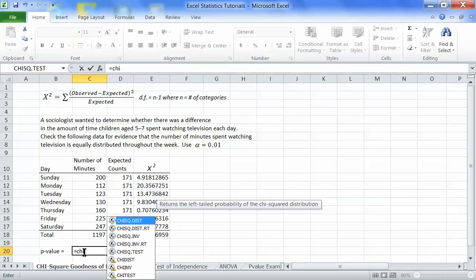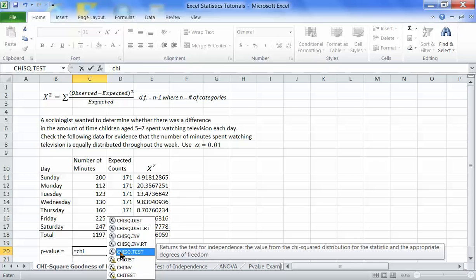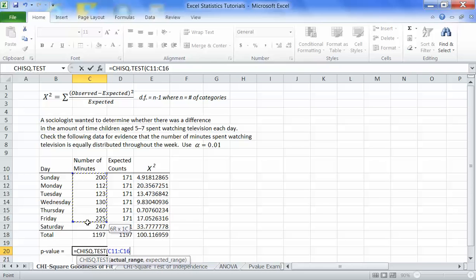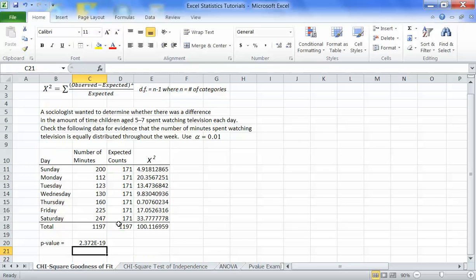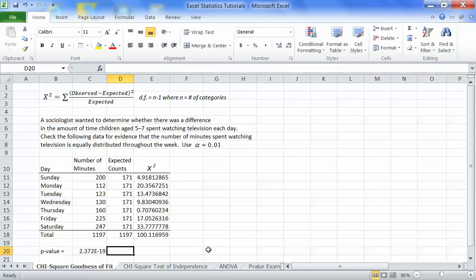Equal chi square test, double click. I want to highlight my observed data, or what they call actual range. Highlight my expected, not including the labels or the totals, just the cell values there. Close paren, enter. So here my p-value is 2.37 times 10 to the negative 19 power. Note, when it comes in this exponential form or scientific notation, this means times 10 to the negative 19th power. In other words, this is a decimal with 18 zeros, and then the number begins.